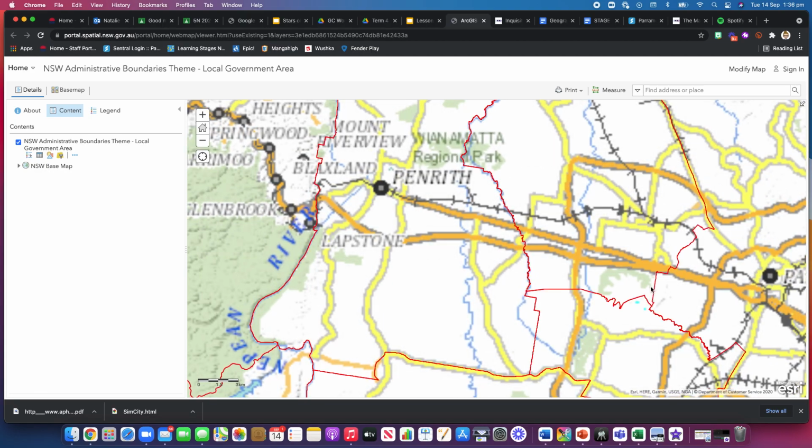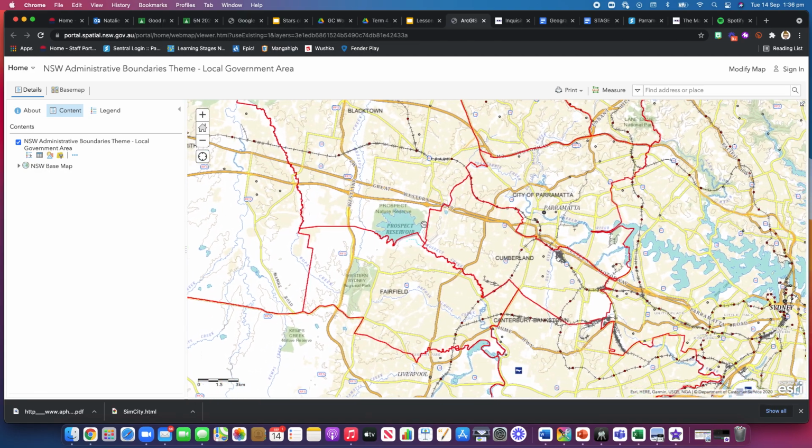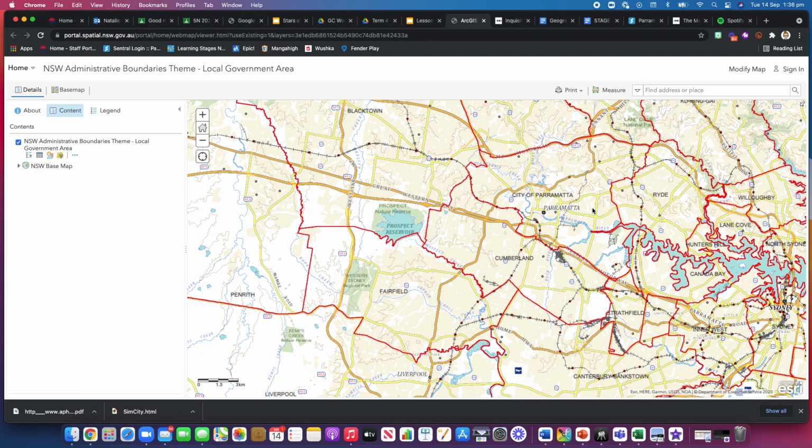As we go in a bit closer to where we are, we can see both the City of Parramatta LGA and the Cumberland LGA here outlined. Most of you would live in either of those two LGAs. So that's what we talk about when we say local councils. Councils are these smaller areas.